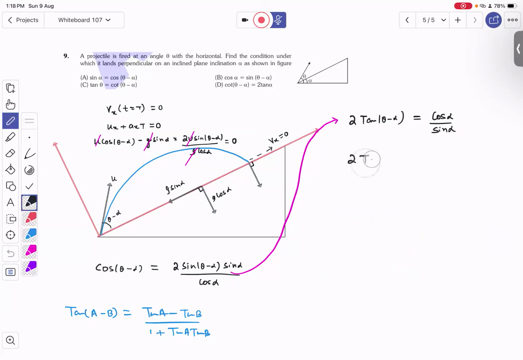So what we get, 2 tan(theta minus alpha) is equal to cot alpha. Or I can write it like this also: 2 by cot alpha is equal to 1 by tan(theta minus alpha). I have to match an option, what to do. So cot(theta minus alpha) is equal to 2 tan alpha. So now option D matches. Clear?